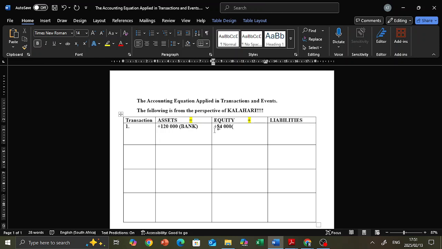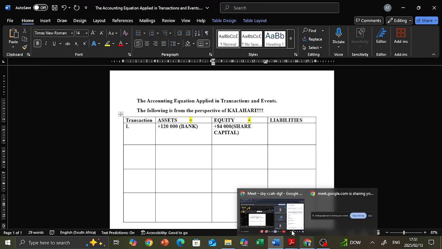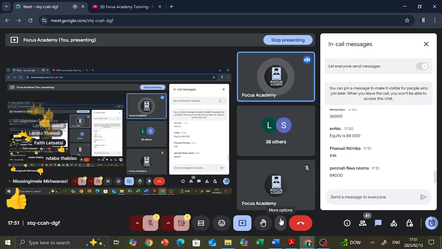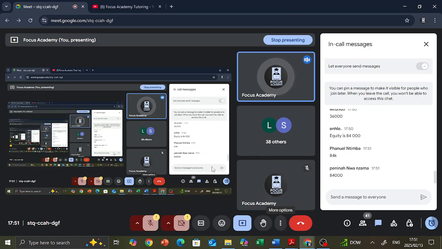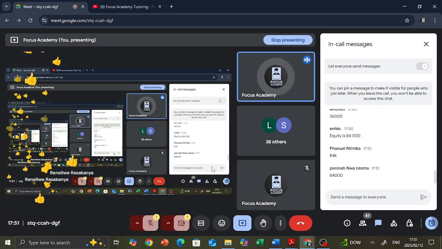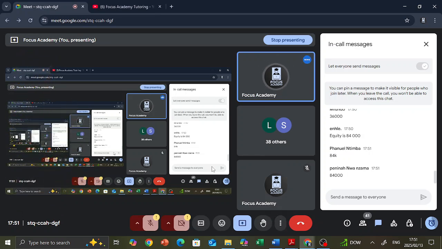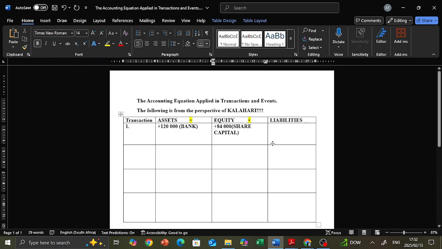And as our sir told us earlier on, okay, are we together? Up to this point, are you understanding how you must apply a transaction and event? Thumbs up. Let's go, guys. Are we together? Okay, great. Now let's move a bit quicker.